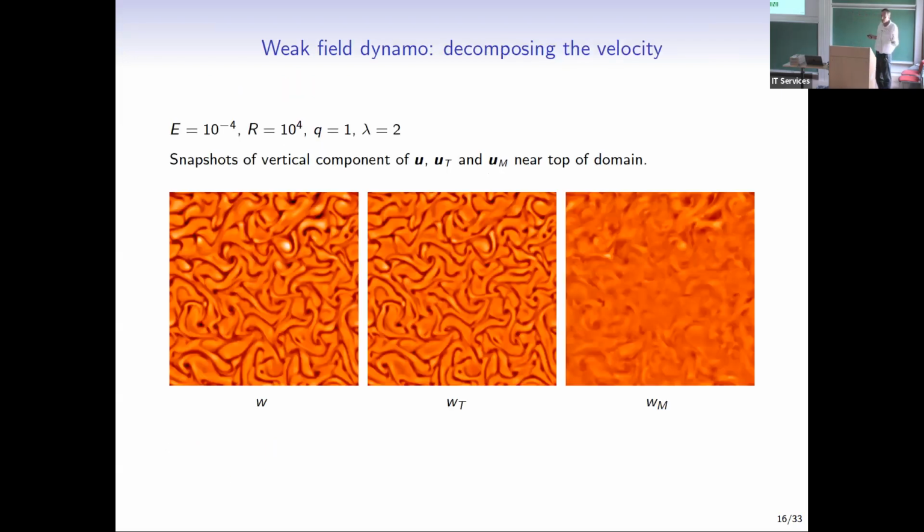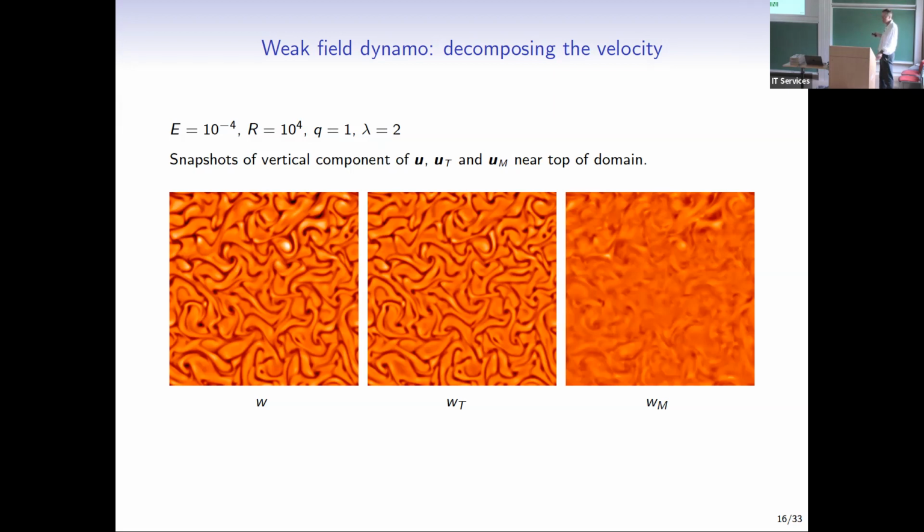In terms of whether it's a weak field or a strong field dynamo, so this is the full vertical velocity at a snapshot. They always look kind of like this. This is the thermal velocity, and this is the magnetic velocity. So in my terminology, this is manifestly a weak field dynamo because the thermal velocity and the full velocity are almost the same. These little blobs here are all that the magnetic velocity does. Of course, the magnetic velocity is saturating the whole thing, so it's important, but it's only important in a few tiny bits that stop the dynamo growing.